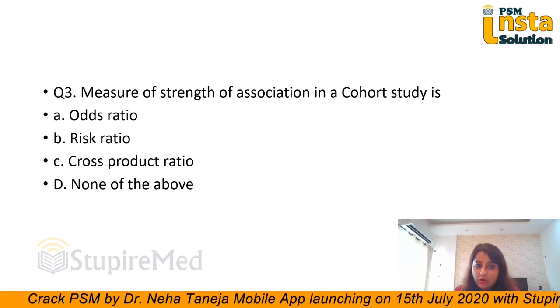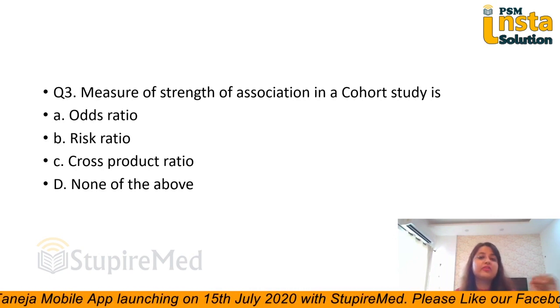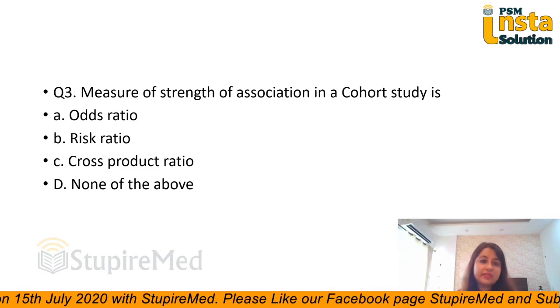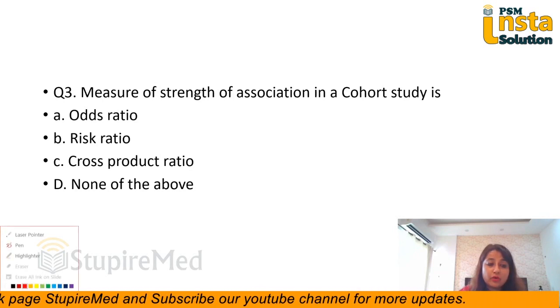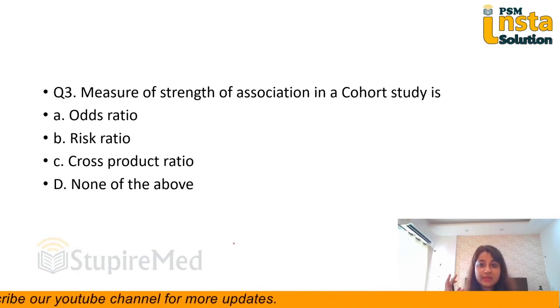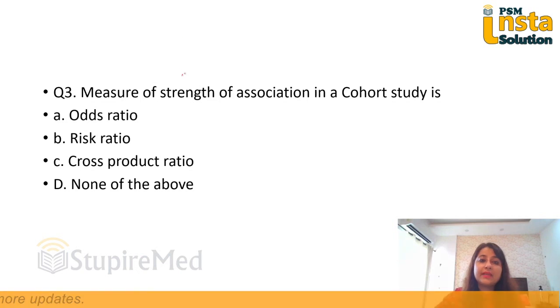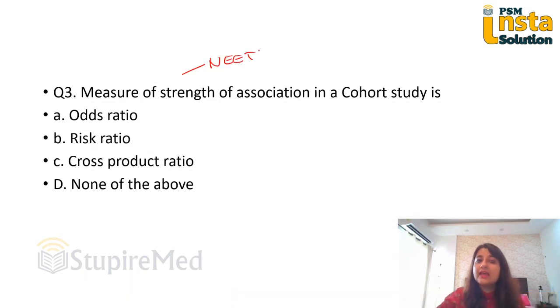Now, as all of you know, we are doing questions on epidemiology. So today, the third question that we are going to do is a very common question. This is one of the most repeated questions from NEET PG and also from FMG and a lot of other examinations. It's a very simple question. What is the measure of strength of association in a cohort study? Is it odds ratio? Is it risk ratio? Is it cross product ratio? Is it none of the above?